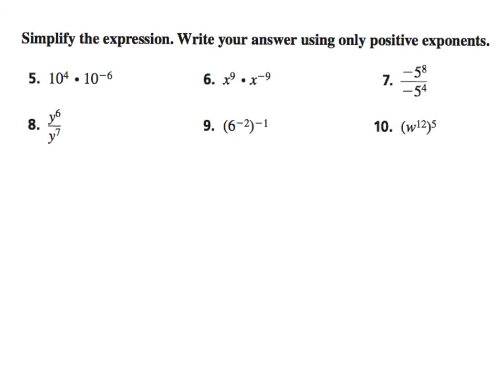Number 5, 10 to the 4th times 10 to the negative 6. I add the exponents, same base. That gives me 10 to the negative 2nd, which is not simplified. That becomes 1 over 10 squared, which gives me 1/100th. Number 6, x to the 9th times x to the negative 9. I add the powers, I get x to the 0. Anything to the power of 0 is 1.